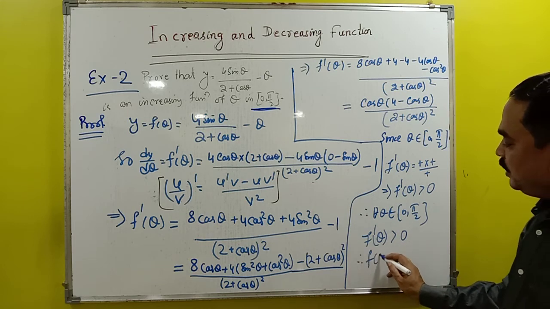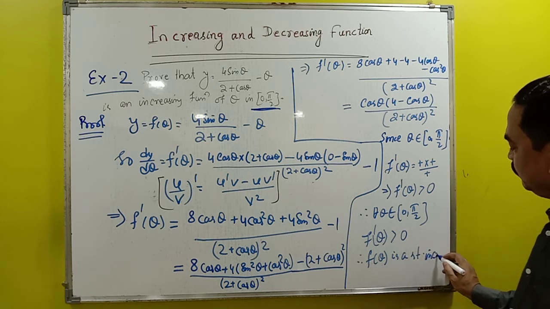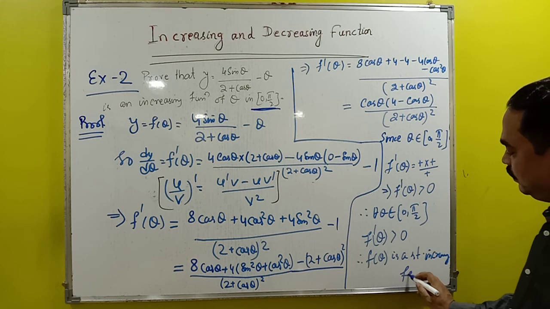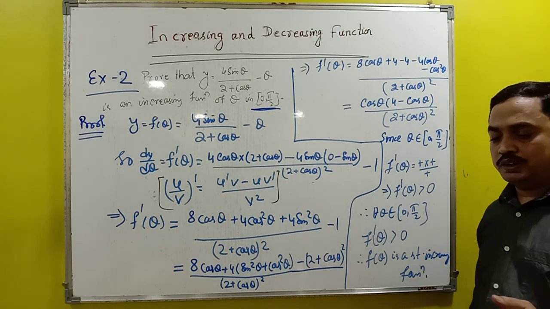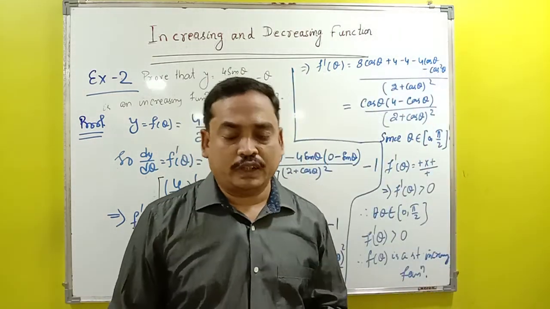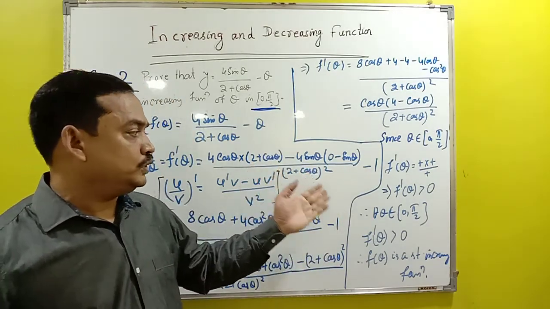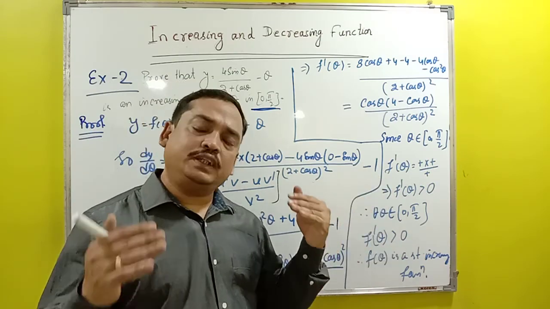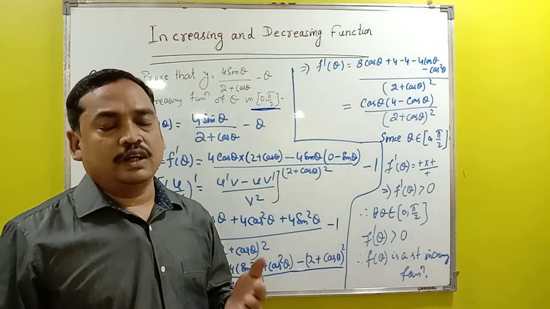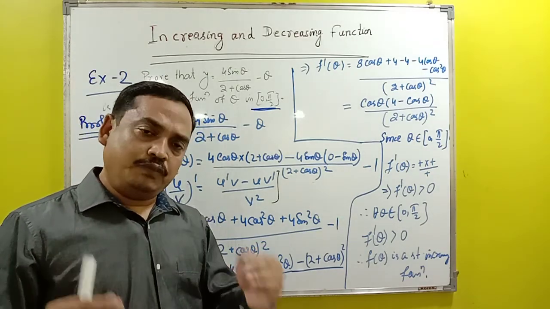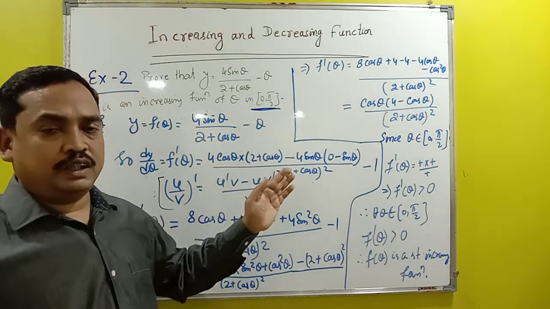Therefore, f of theta is a strictly increasing function, right? So this is a proof that question, and you will find this type of question in any book, any exercise, and particularly in NCERT if you are following, and you will be able to solve the proof question. If it comes, then you have to just show that the derivative in that interval is positive. If it is asking decreasing, then in that case you have to show in that given interval that the derivative is negative. So this is your increasing and decreasing function.